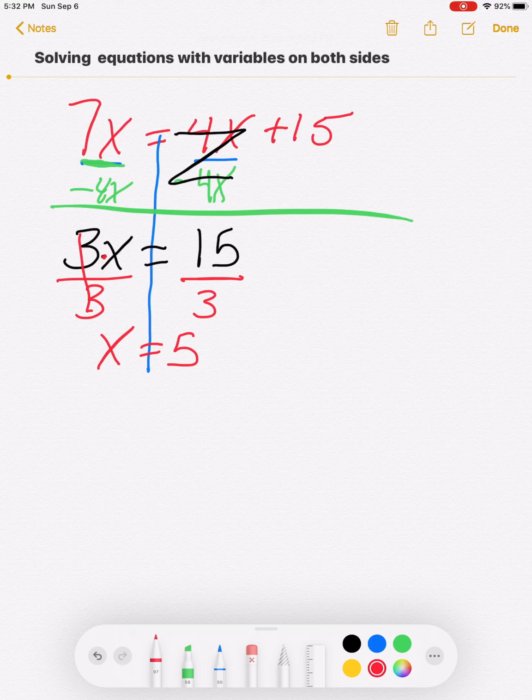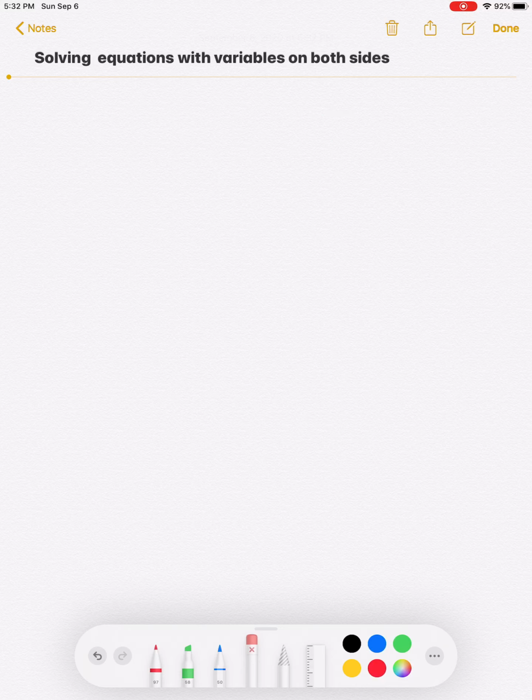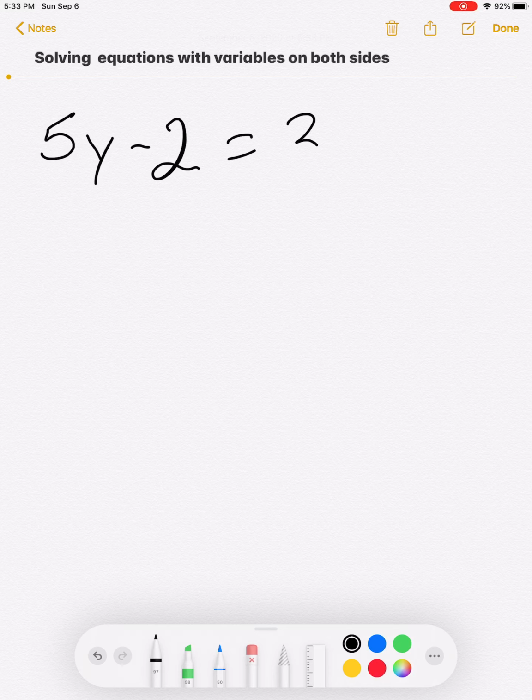So now let's look at another one. Let me get this off of here. All right, so let's say we had 5y minus 2 is equal to 3y plus 4.